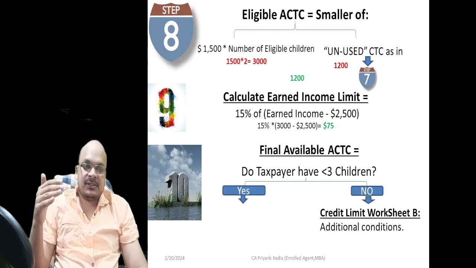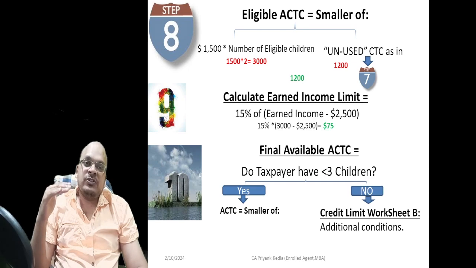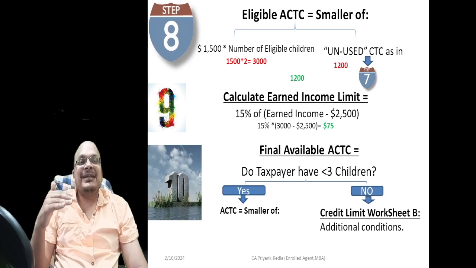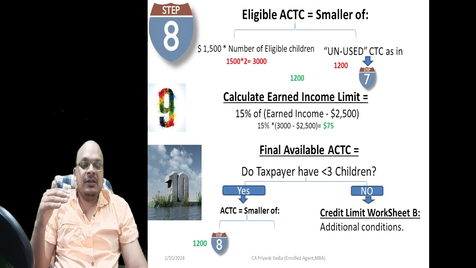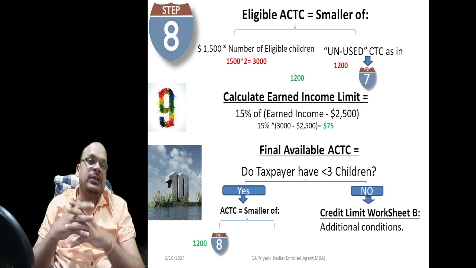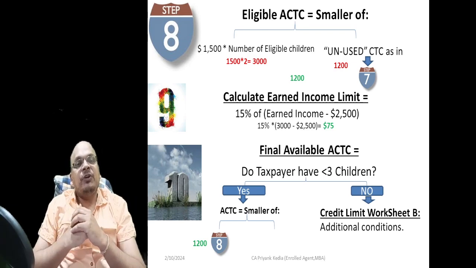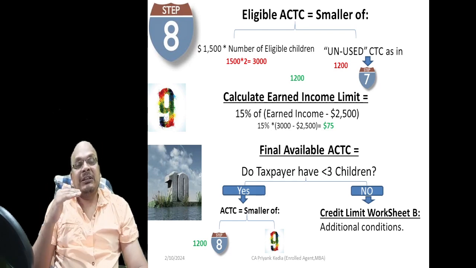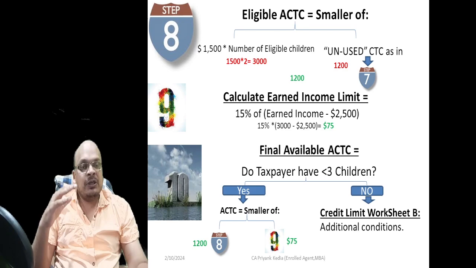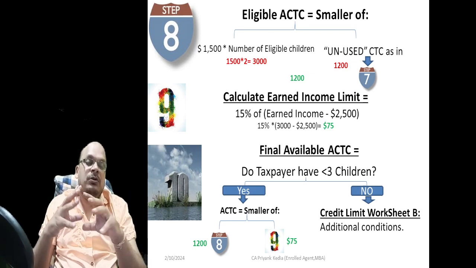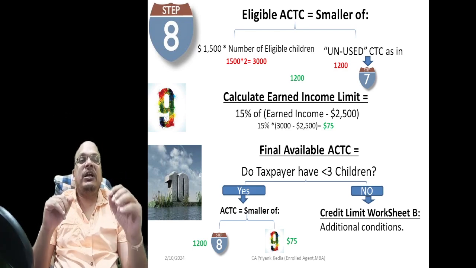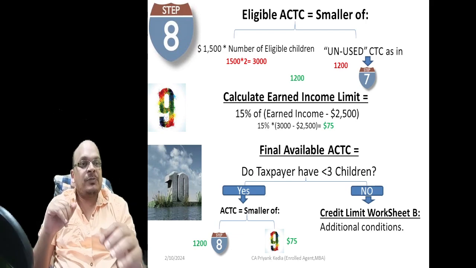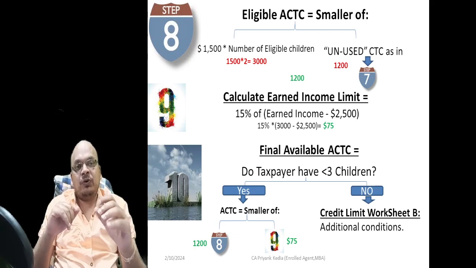But if the answer is yes, if the taxpayer has less than 3 children, what you have to do is simply see the smaller of the amount that we calculated in step 8 and step 9. So step 8 says that due to the maximum amount condition and the unused condition, the maximum refund you can claim is $1,200. But step 9 says due to earned income test condition, the maximum amount that you can claim is $75. Therefore, the smaller of this amount, that is the maximum additional child tax credit refund this particular taxpayer can claim, is $75.